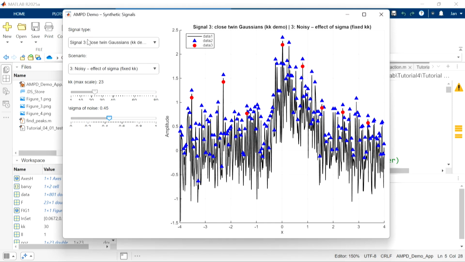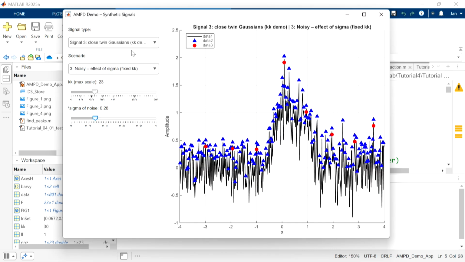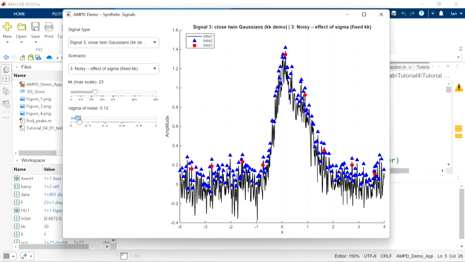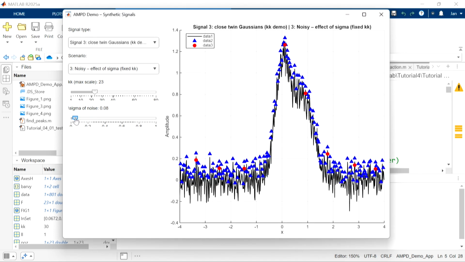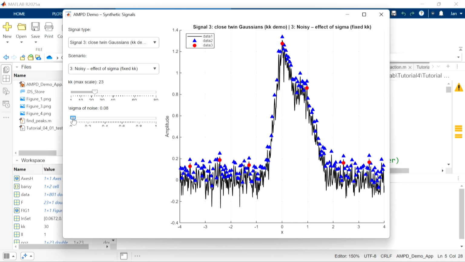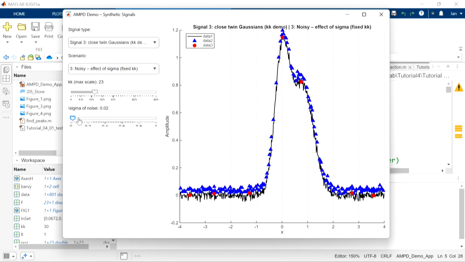It can be visible that even for closed twin Gaussians, the algorithm will sometimes have a problem, because they are so close, and the second is smaller and hardly visible, so this local maxima will be hardly visible for some amount of noise. If I go with low noise, it should improve, but still there will be some remaining.